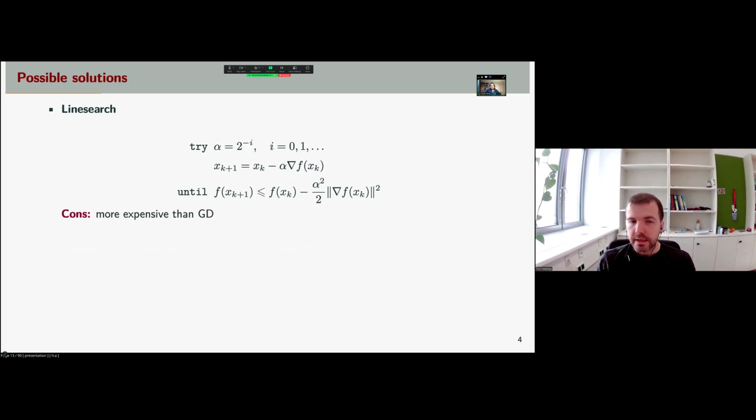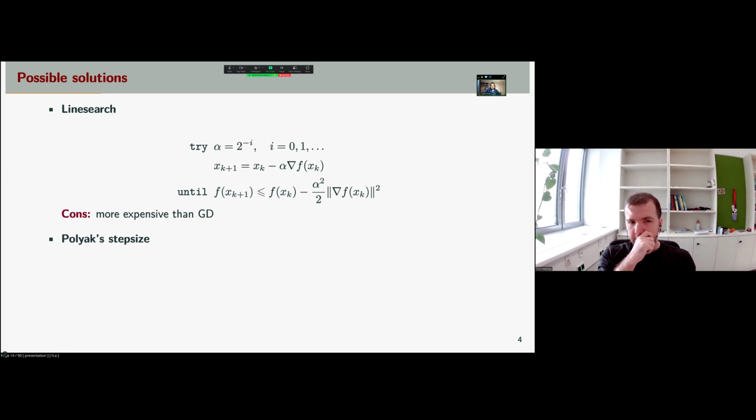But clearly, one iteration of gradient descent is more expensive because you have no idea which step size to take. So you can run many of these small iterations, kind of sub-iterations. So we just increase the cost per iteration. But otherwise, it's a good approach and reliable.